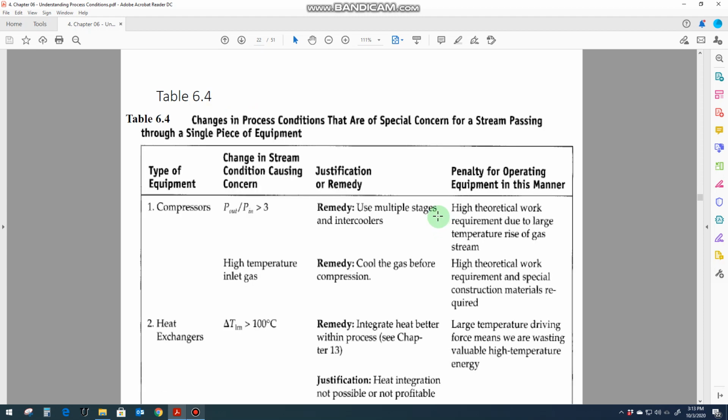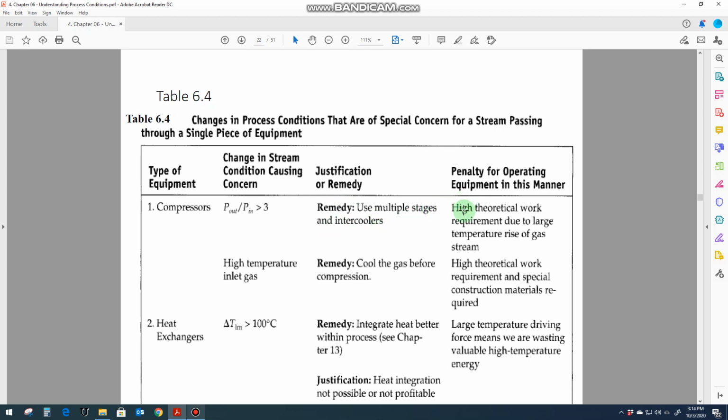Now let us see some more concerns in terms of the equipment and what could be the justifications for those equipment. Now, if you are using some kind of compressor, the pressure condition that we require there is that the ratio of the outlet pressure to the inlet pressure is greater than 3. Usually the acceptable range for this compression ratio is less than 3, but if it is greater than 3, then what we have to do is use multiple stages and intercoolers. So we have to use multiple stages, and we have to cool down the gas with the intercoolers.